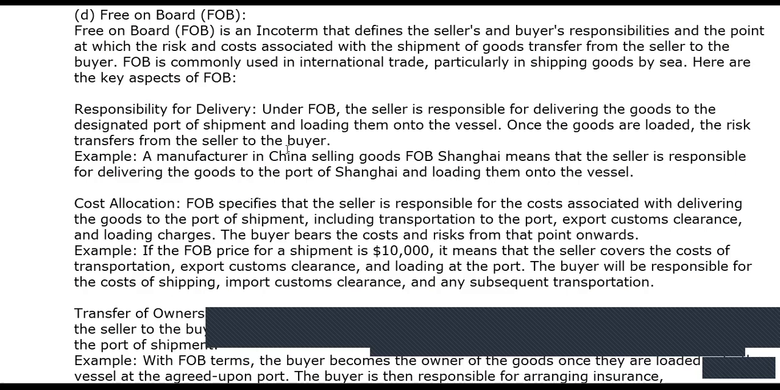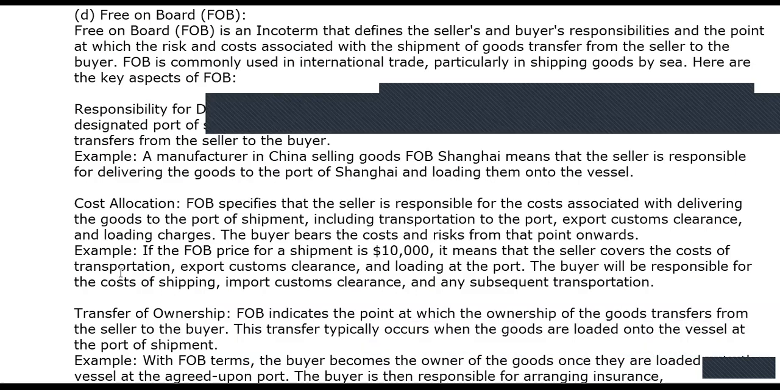For instance, if you're buying goods worth 10,000, it means that the seller will cover the cost of transportation, export clearance, and loading at the port. And now the buyer will be responsible for the costs of shipping, customs clearance, and any subsequent costs that will be included in transportation.